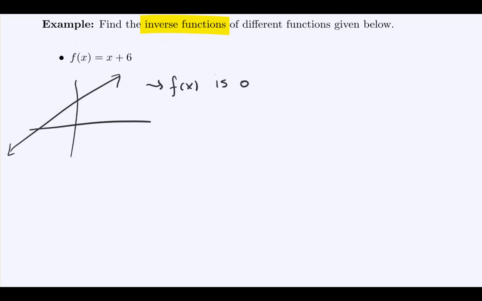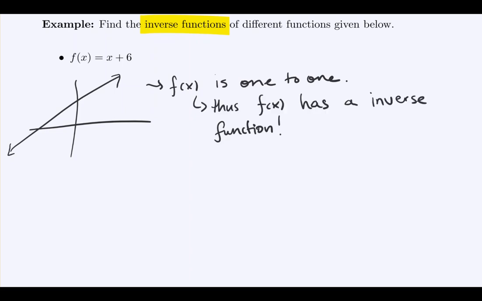So let's do this with our first example. Here we're given the function f of x, and we're asked to find the inverse function. Now first we know that this is a straight line. Looks something like this. And straight lines are 1-to-1, so we know that this has an inverse function. So we know that f of x has an inverse function.